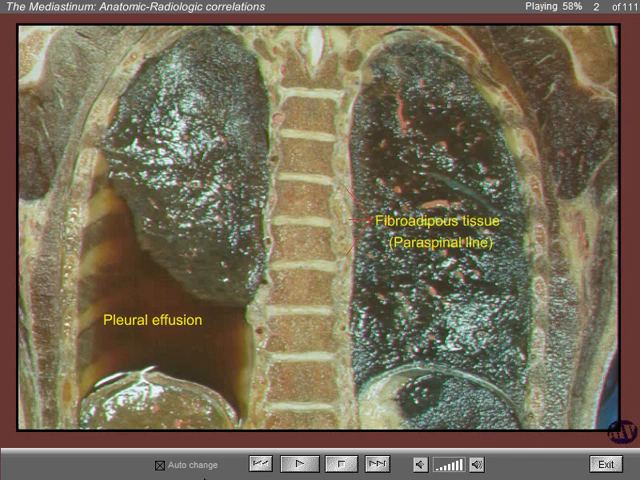When we see fibroadipose tissue to the left of the spine, we get a paraspinal line distinctly seen on frontal views of the chest. However, in most patients, the right lung abuts against the right margin of the thoracic vertebral column, and we do not identify a right paraspinal line.